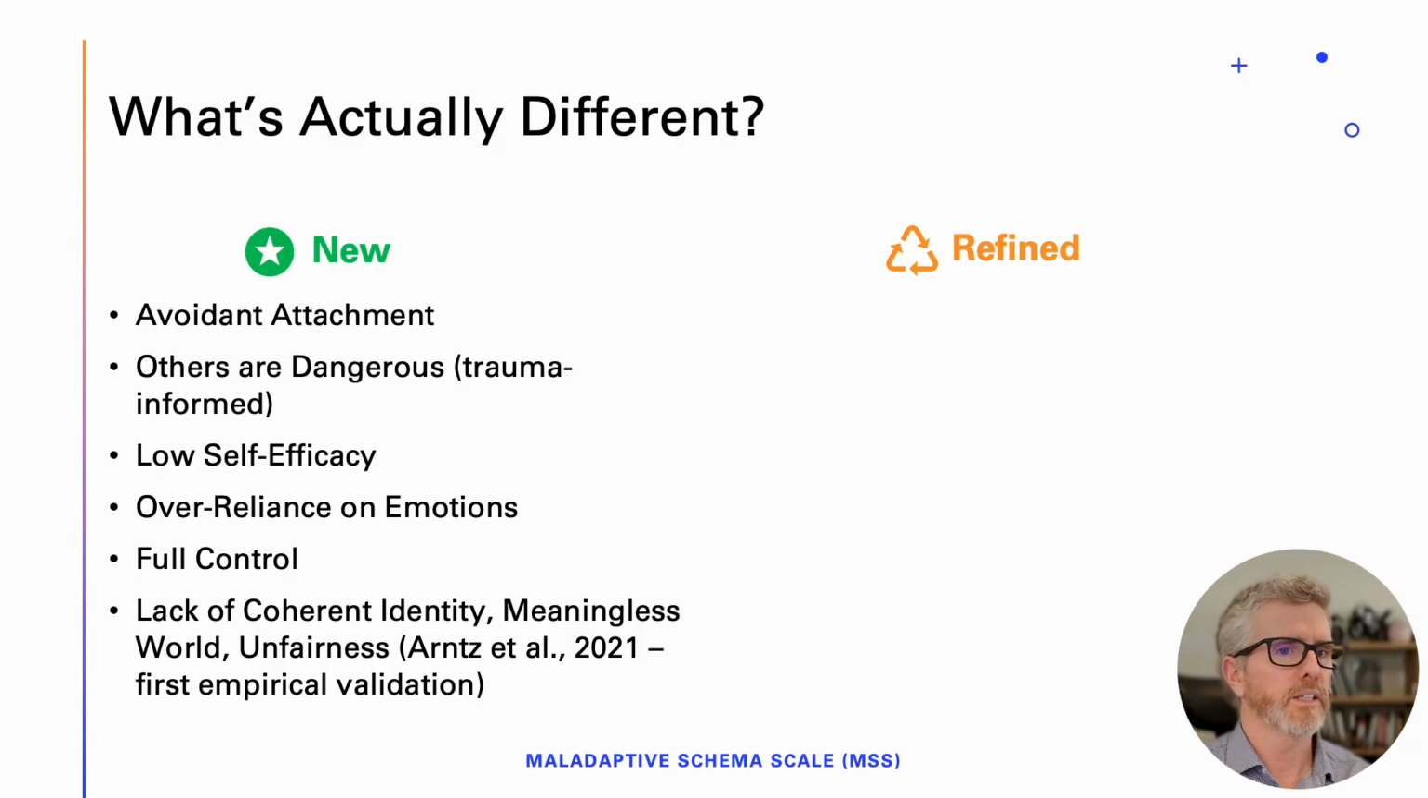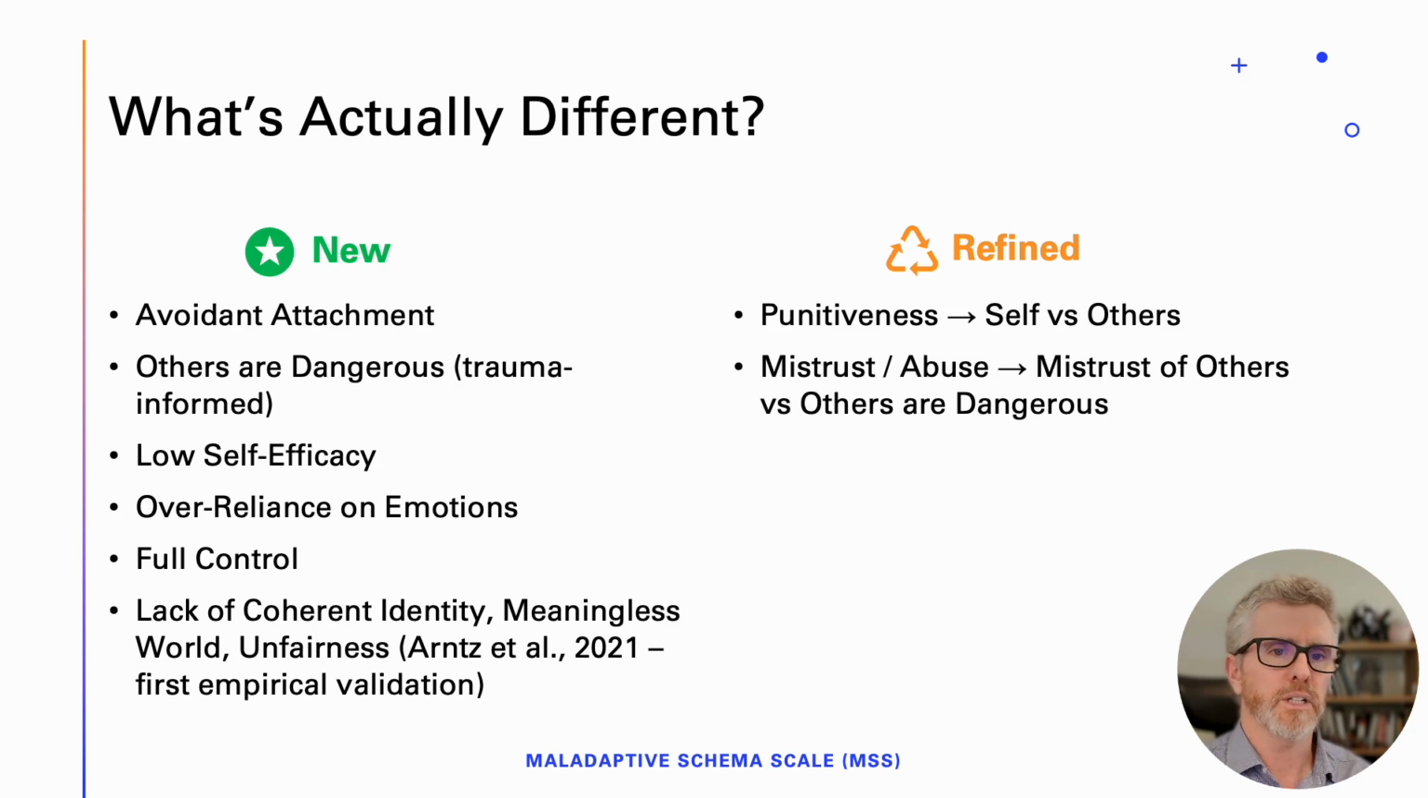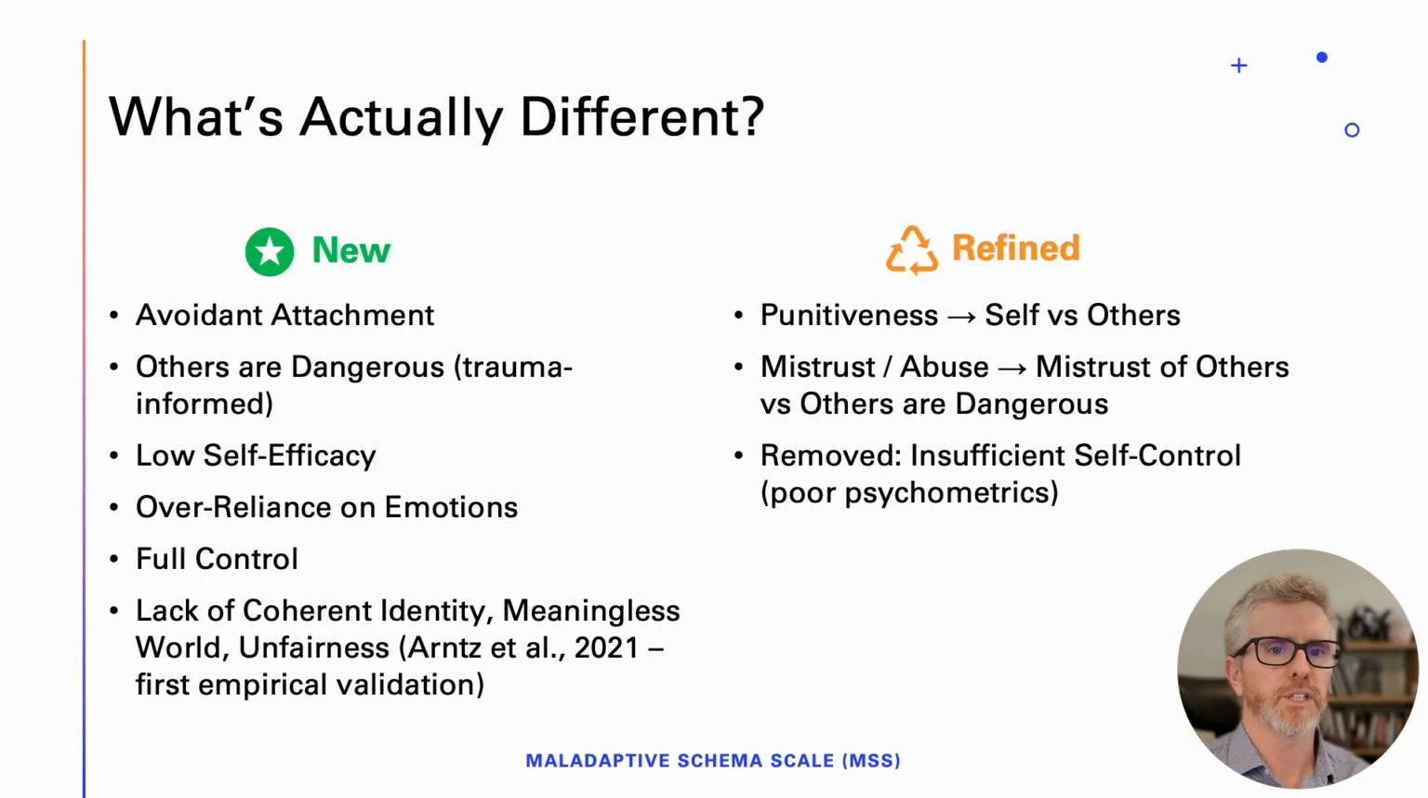On the refined side, following Yalson's recent modification of the YSQ-R, we've used their recommendations and separated punitiveness into self versus others. Mistrust abuse was separated based on Musil's systematic review and trauma research, showing these create fundamentally different expectations, requiring different interventions, and insufficient self-control was removed. The psychometrics were poor, and frankly, it was overlapping too much with ADHD symptoms, which is not helpful.